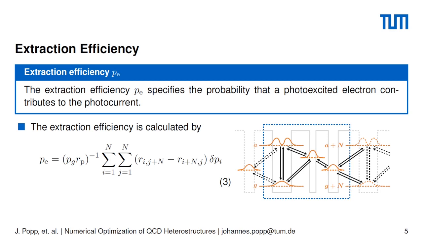Here on the right side you can see again the conduction band profile, and the arrows indicate the possible scattering rates. One nice point to say is that, if we elaborate our model, which is not included here, the extraction efficiency only depends on non-optical rates, so we can cancel out this Rp and only consider non-optical rates.